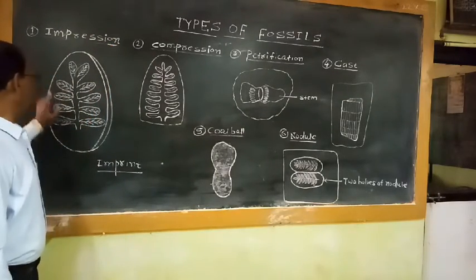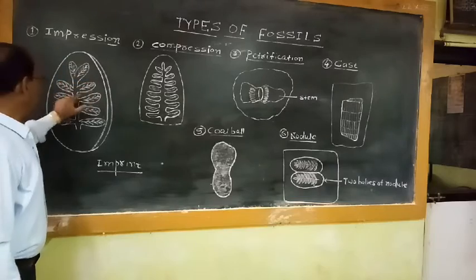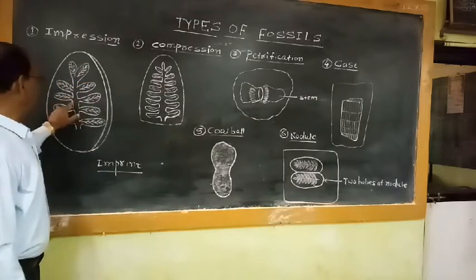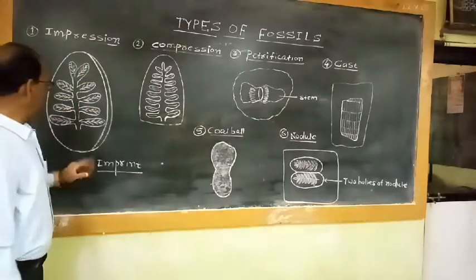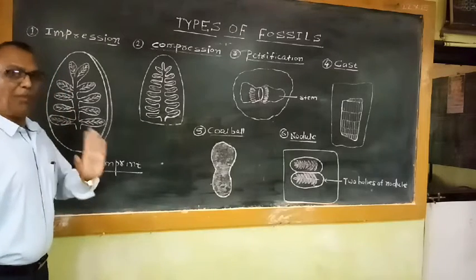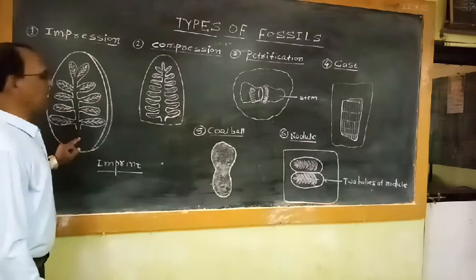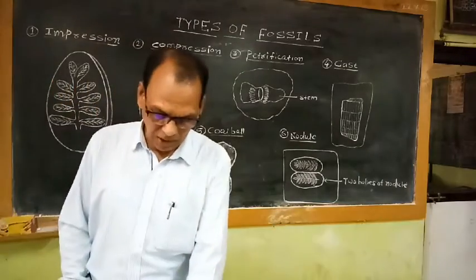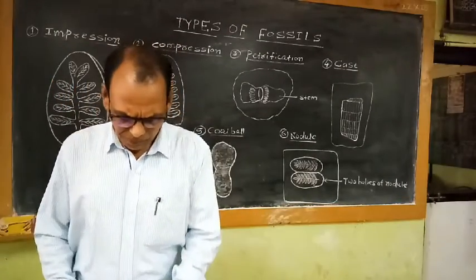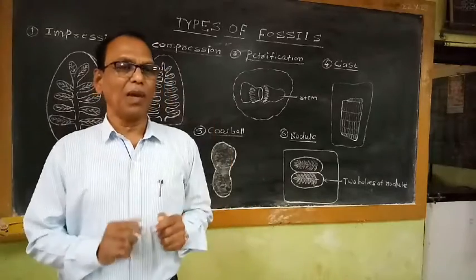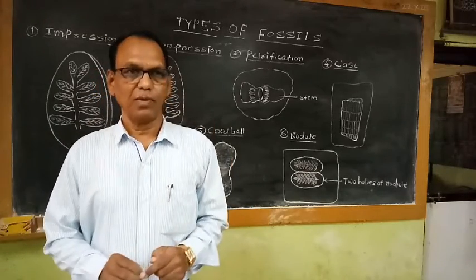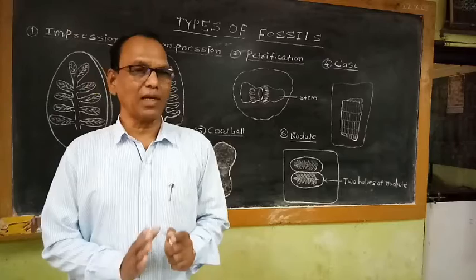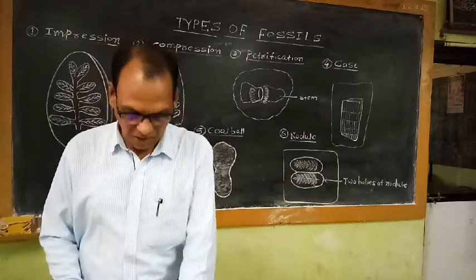This is a compound leaf. So in this leaf, the size of the leaf, the shape of the leaf, then the type of venation is preserved or imprinted on the sedimentary rock. That means in the impression type of fossil, only the outline of the plant organ is preserved. That means only morphological characters can be studied with the help of this type of fossils.